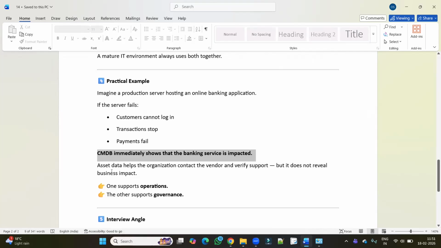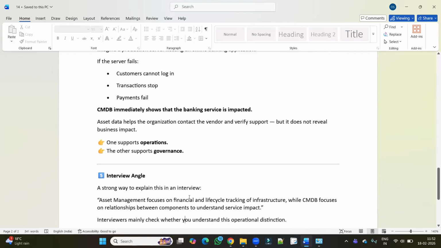Whereas asset data helps the organization to contact the vendor and verify the support, but it does not reveal the business impact. So at the same time, you have other information from asset management like vendor and vendor support. You can contact the vendor in case you need certain information from the vendor as well. So again, CMDB is supporting the operations, whereas asset management is supporting the governance. I hope this is crystal clear to you now.